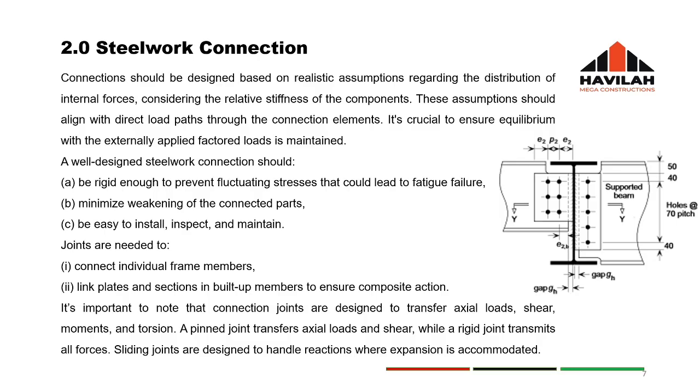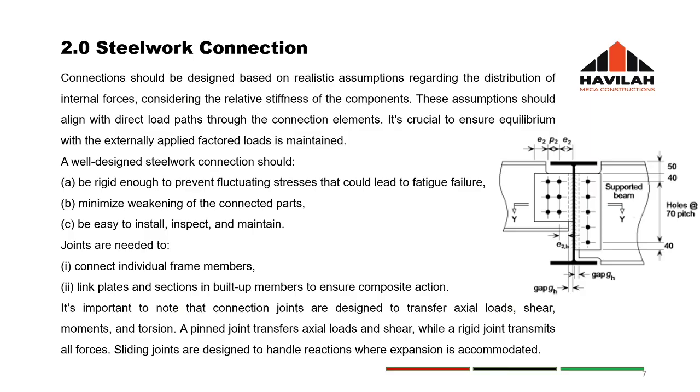And the steelwork joints are needed to connect individual frame members together, for example, a beam to column connection, or a beam to beam connection. These are essential, and that's why we're dealing with connections. And also to link plates and sections in built-up members to ensure composite action.